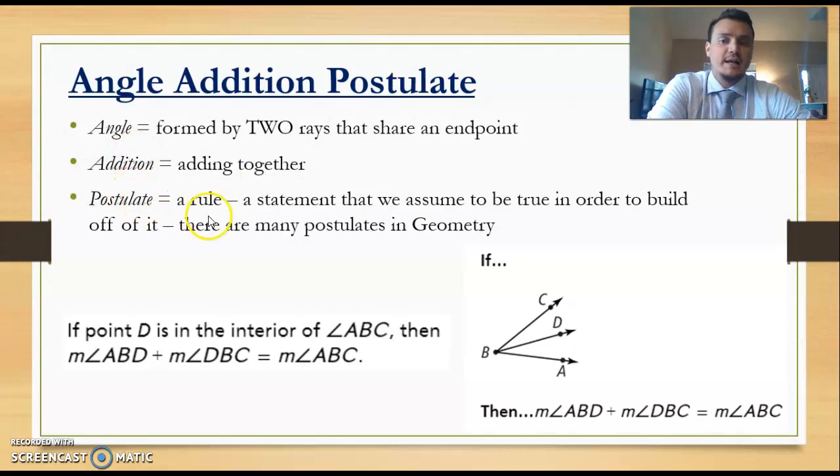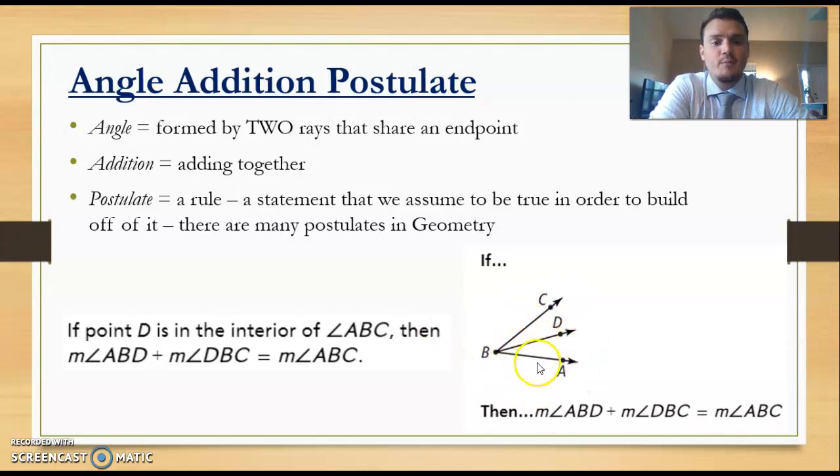And then a postulate, again, Euclid basically said that a postulate is just something that we assume to be true in order to build off of it. So the angle addition postulate basically says that if we have some sort of point in the interior of another angle, so in this case they're calling it angle ABC, then we can create a ray that goes from the shared endpoint through point D and have a diagram that looks like this.